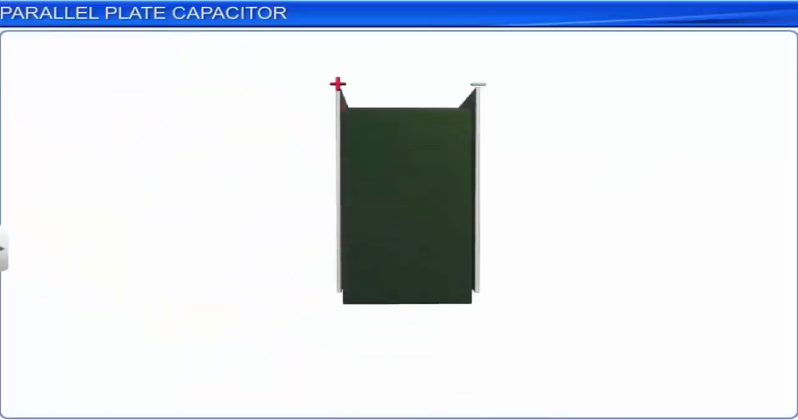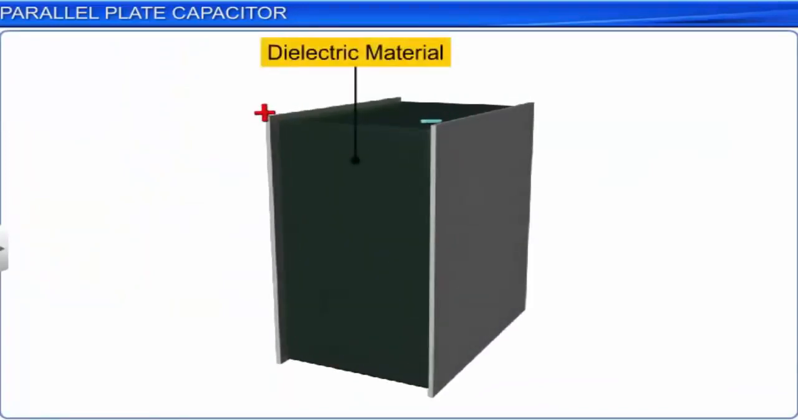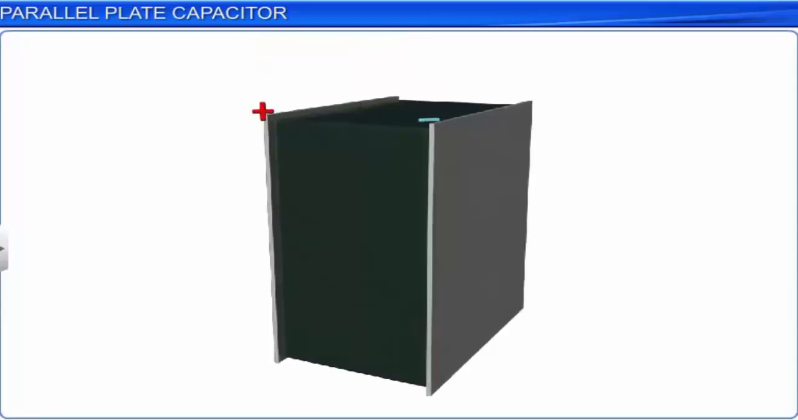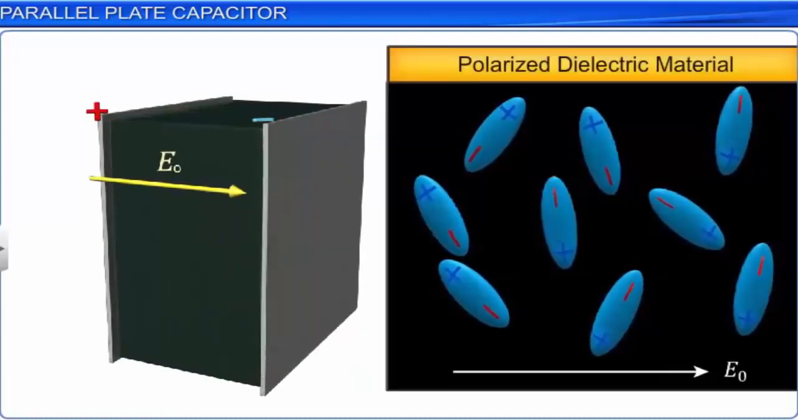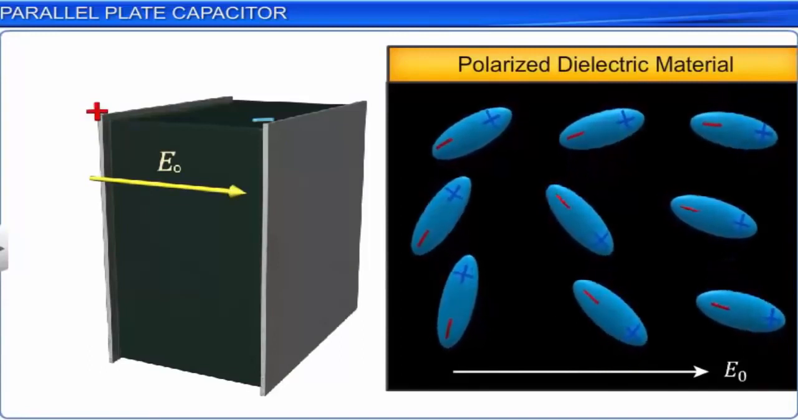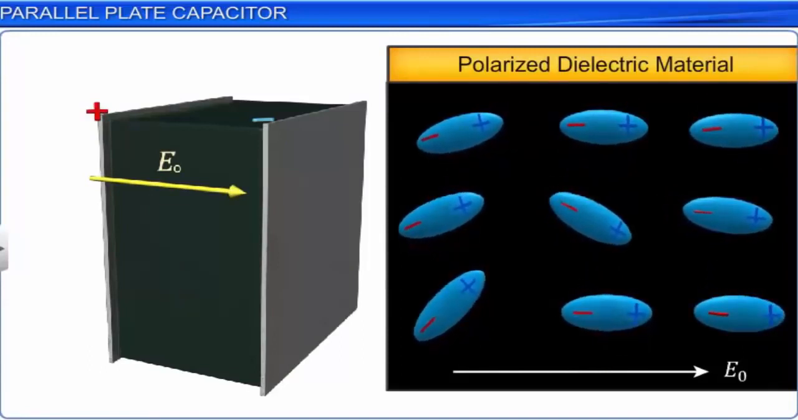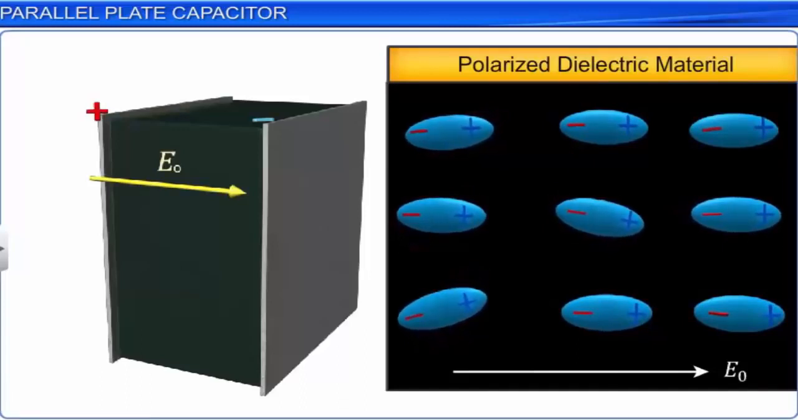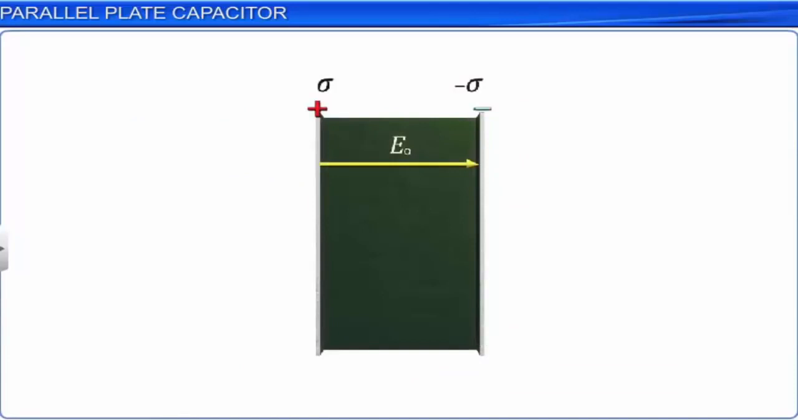After disconnecting the charging battery, let a dielectric medium fill the intervening space between the plates of the capacitor. The dielectric medium in between the plates will be now in the presence of the electric field in between the plates. We know that when a dielectric medium is in an external electric field, it is polarized. The net effect on the dielectric is that there is an induced positive charge density plus sigma dash on the right face and minus sigma dash on the left face.